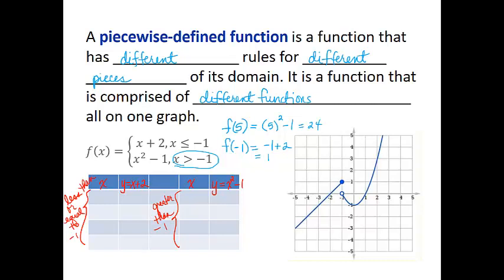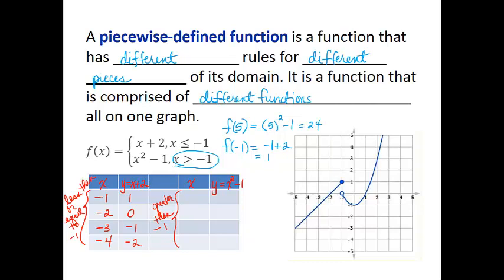So in the first rule, I'm going to choose negative 1. Then anything less than that, so negative 2, negative 3, negative 4. It might be helpful to draw a number line or look at a graph and figure out what numbers are less than negative 1. Those would be to the left of negative 1. Then I'm going to substitute those x values into this function to find the corresponding y value. So negative 1 plus 2 is 1. Negative 2 plus 2 is 0. Negative 3 plus 2 is negative 1. And negative 4 plus 2 is negative 2.